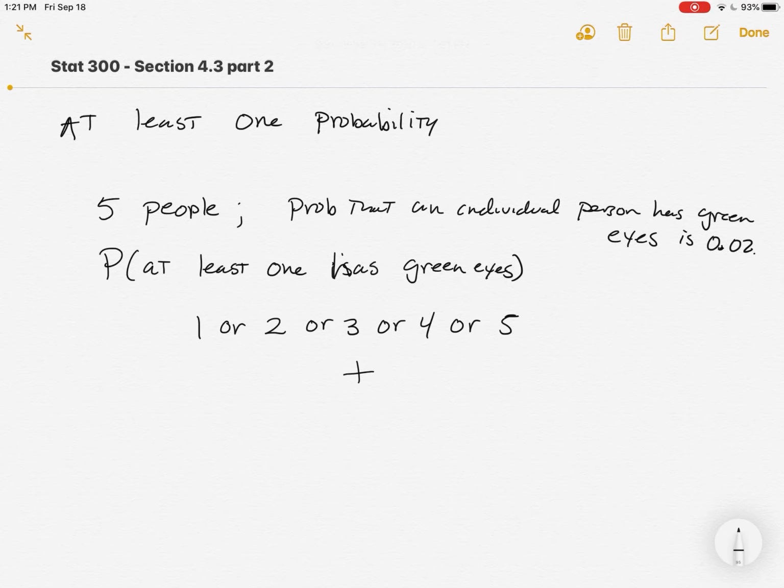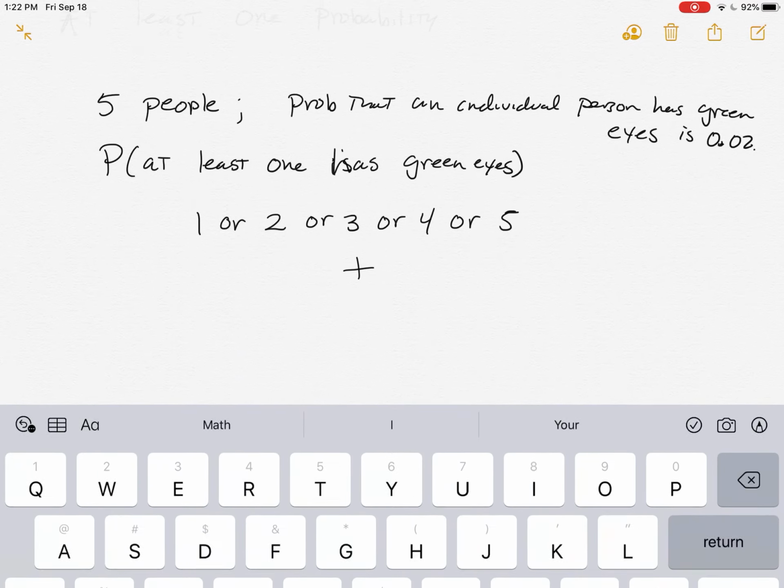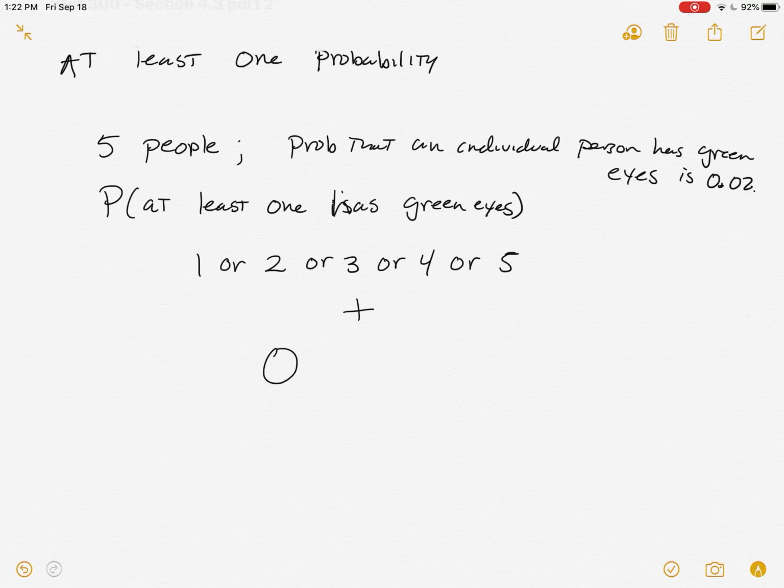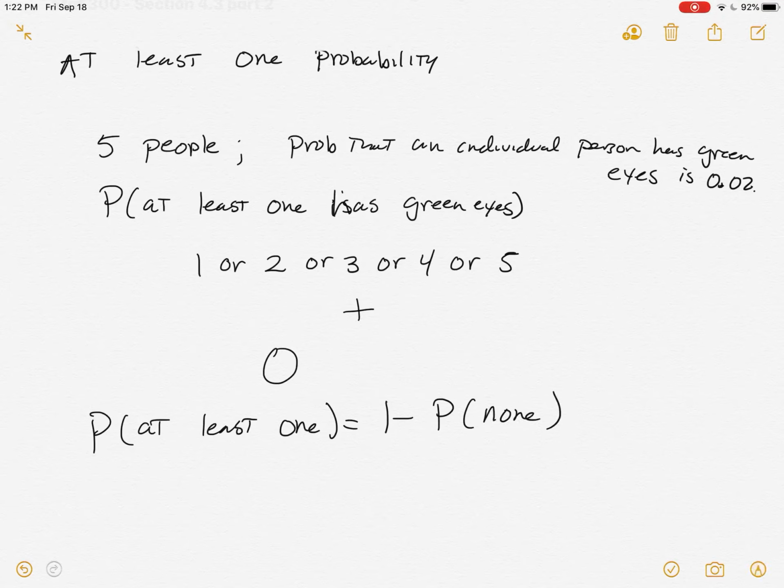There's a better way. So if you think about all the possibilities of number of green-eyed people, all 5 having green eyes, 4 having green eyes, 3 having green eyes, 2 having green eyes, 1 having green eyes, there's one that's being left out, and that is 0. 0's on the outskirts. So we might as well use that. So the probability of at least 1 is always done the same. 1 minus the probability that none have green eyes, or in this case have green eyes.